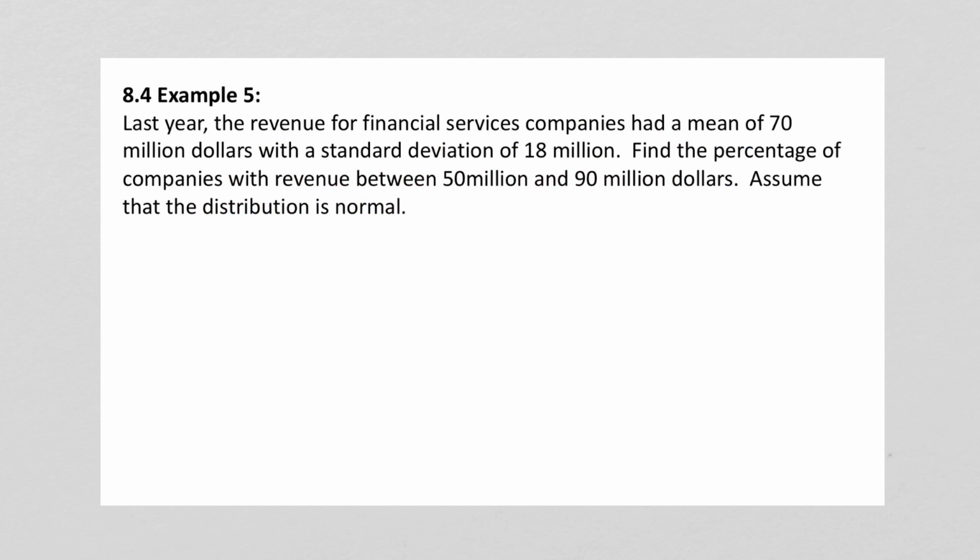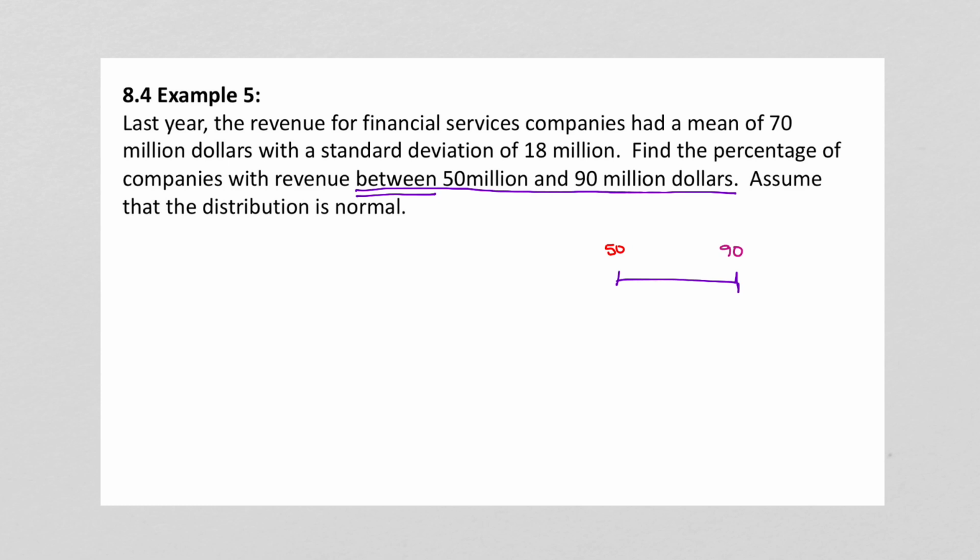And our last example says, last year the revenue for financial service companies had a mean of $70 million with a standard deviation of 18 million. Find the percentage of companies with revenue between $50 million and $90 million. Assume that the distribution is normal. So we could draw a curve here. This time I'm not going to worry about it. We want between 50 million and 90 million. Okay? So we want this amount in here.